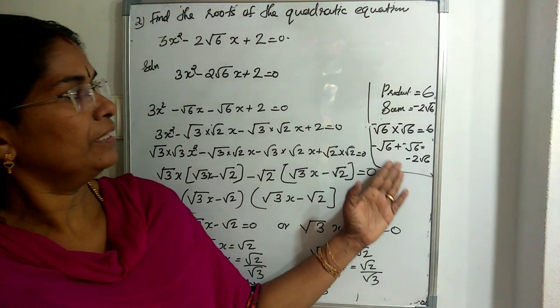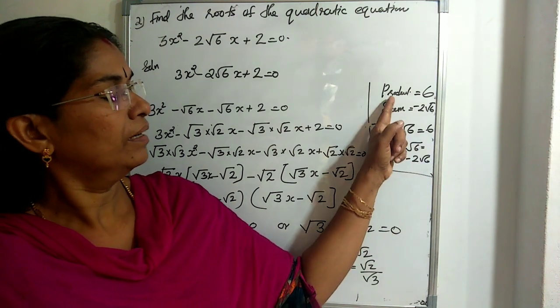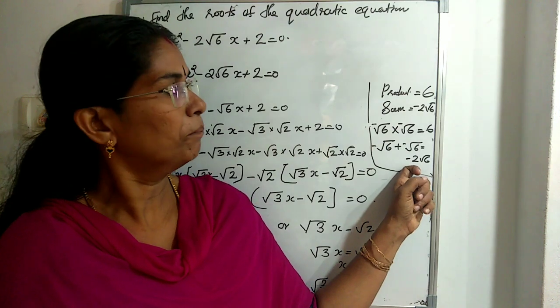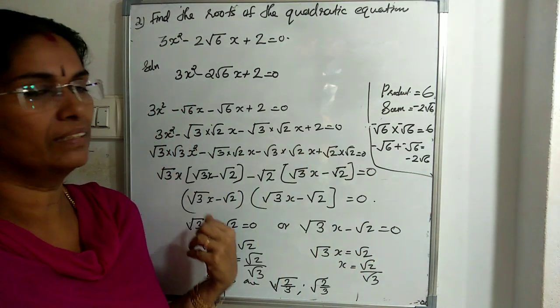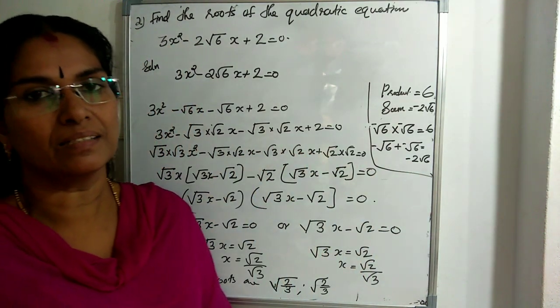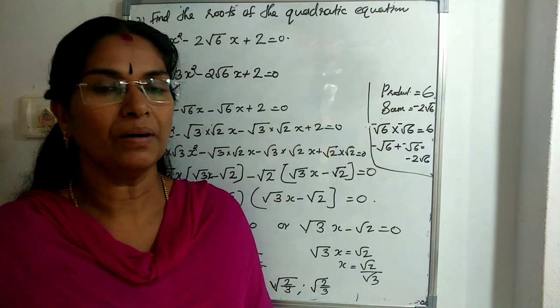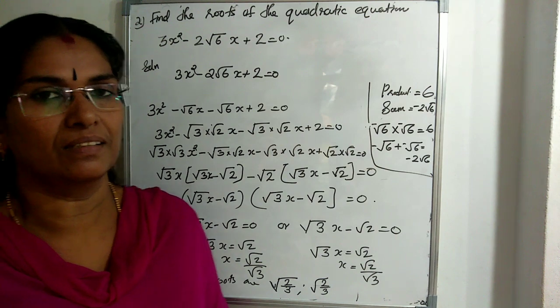I think this is also very simple. The method is very important. Study this part well, then only you can solve like this. This part I already solved last year. This year you have to split the middle term and find the factors.